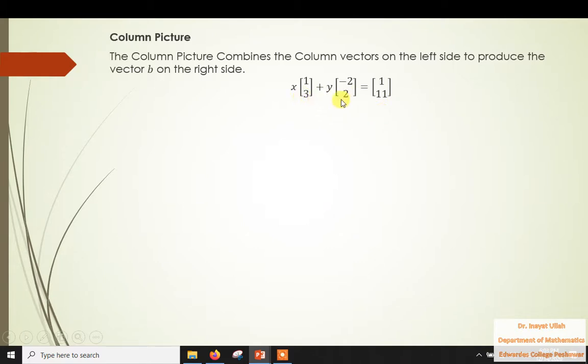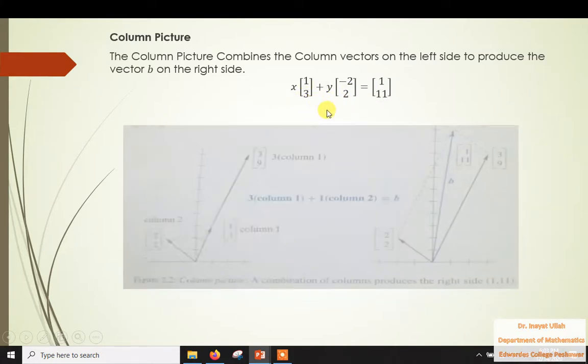Now how could we add two vectors? We have studied that two vectors are added by completing a parallelogram whose one side is this vector, second side is this vector, and the sum of these two vectors is actually the diagonal of that parallelogram or rectangle. That is the diagonal, because this vector is the sum of these two vectors. So that is the column picture.